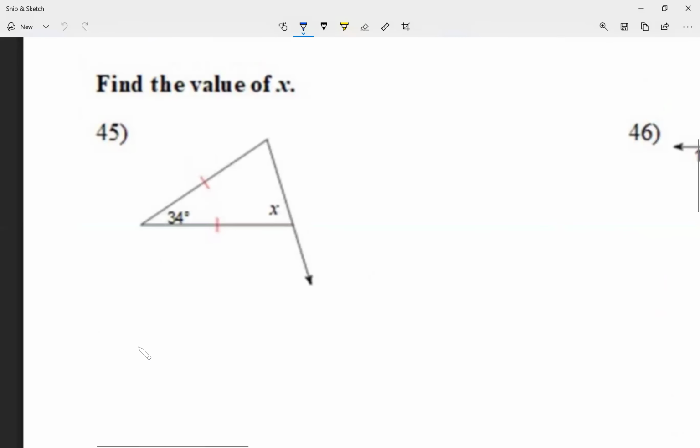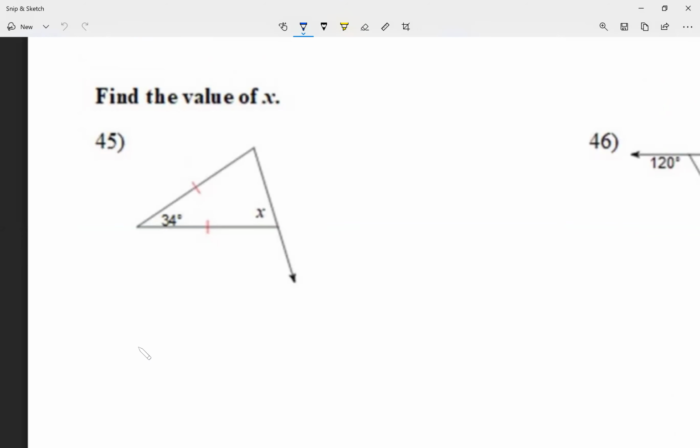So 45 here. I see markings here. Let me highlight them in red. I see those two markings. What those things are telling me, because I marked two sides the same way, is that these two sides are equal. Oh, okay. So that means that these two angles are equal. I know one of them is X. The other one, I'm going to call it X as well because they're equal. So I'm going to use the same letter. The instructions are find the value of X.